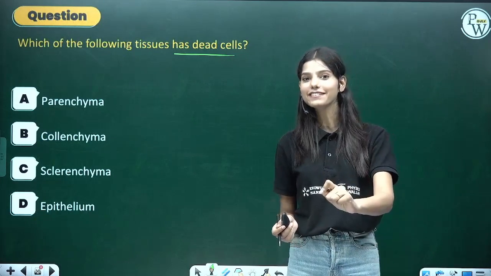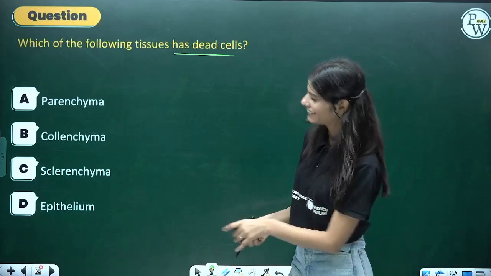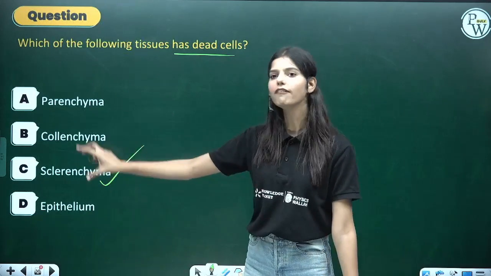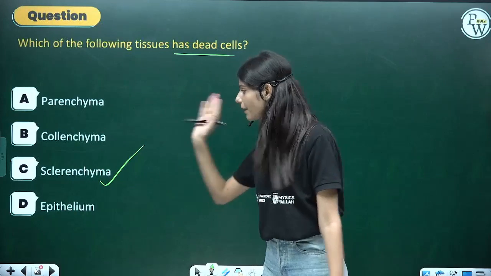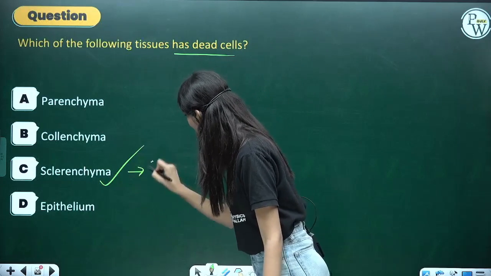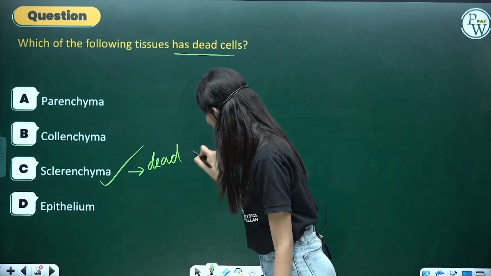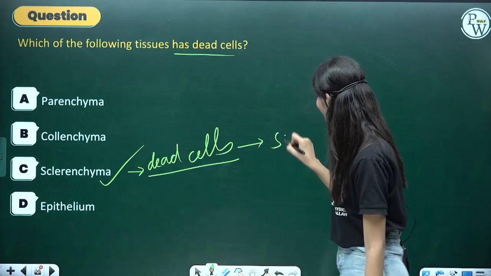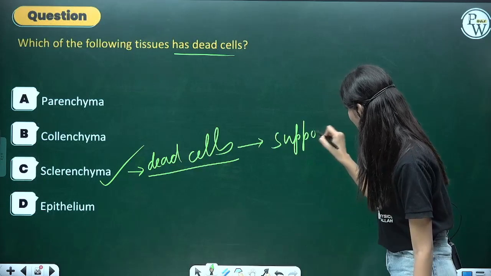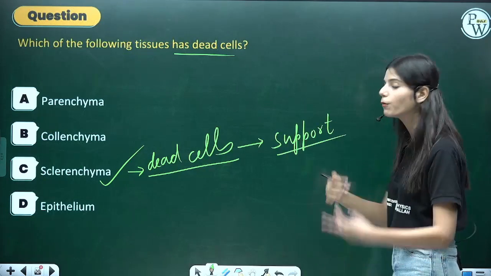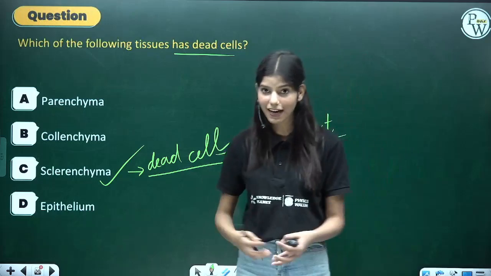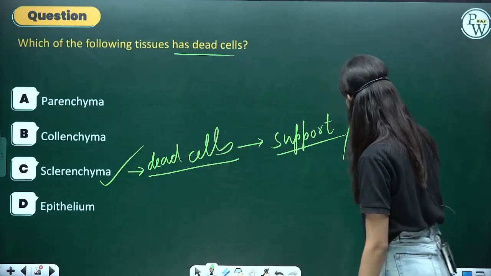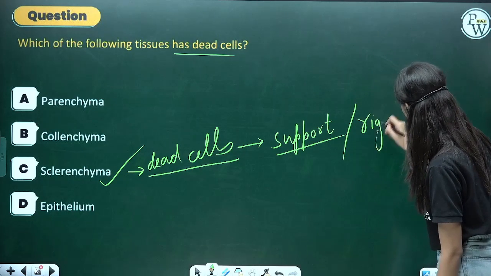The answer is sclerenchyma. So we all know parenchyma and collenchyma have living cells, but sclerenchyma is composed of dead cells, and these are there to support the parts of the plants, right? So it gives support to the parts of the plant, and also it provides rigidity. So not just the support, but also it provides rigidity.